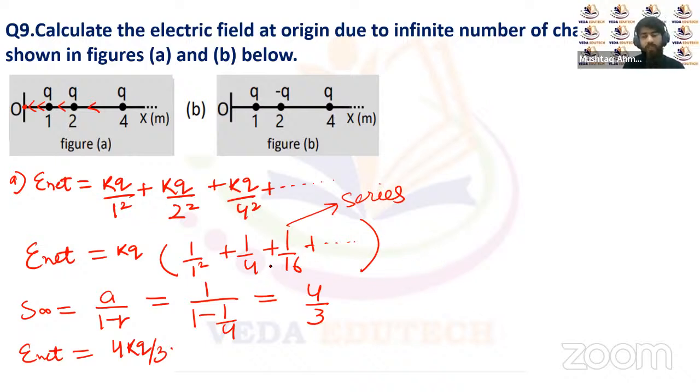Now let's discuss part B of this question. We have alternate positive and negative charges placed along the x-axis, again an infinite charge distribution. We have to find the electric field at the origin O. Once again, the net field will be because of plus q, then minus q, then again plus q, then minus q. Because of the plus q charge, the field will be along this direction, and because of the negative charge, the field will be along the opposite direction.